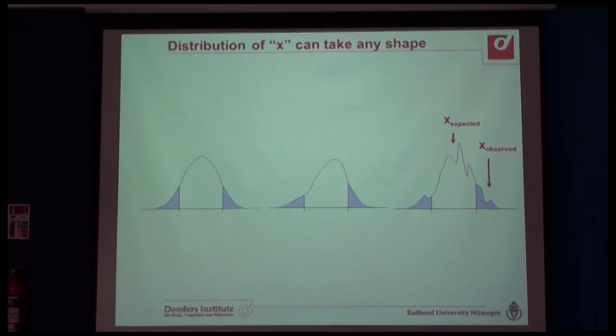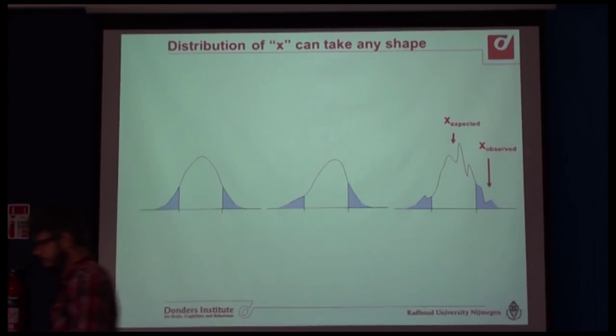So this does not depend on the distribution of the statistic. We're estimating the distribution of the statistic, and we look whether the observed statistical value falls in one of the two tails of this distribution. Is this clear?